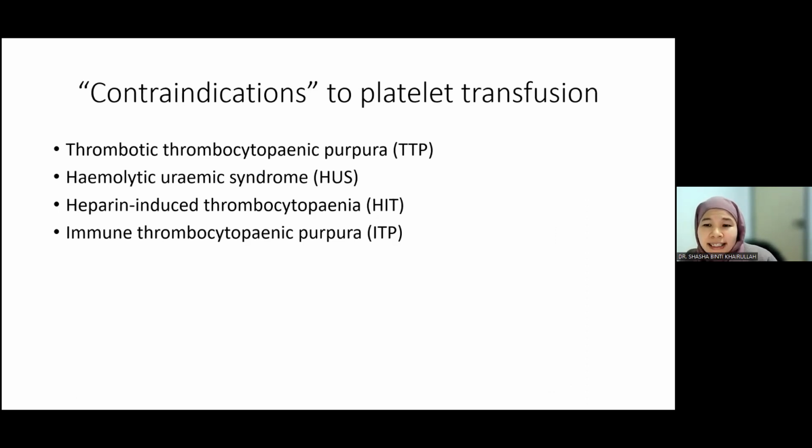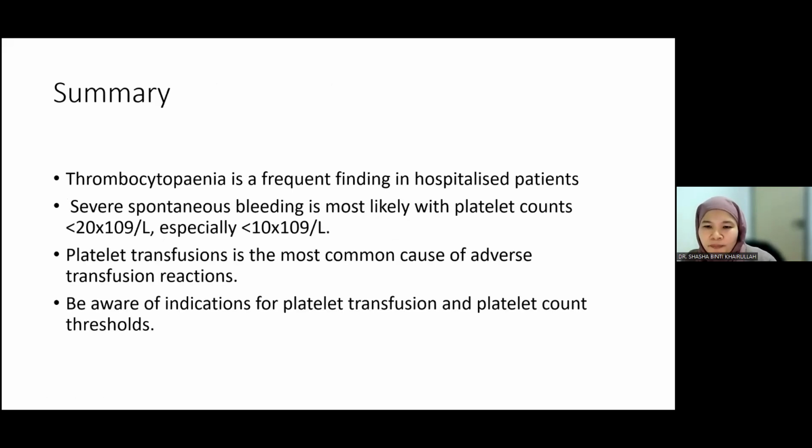So these are relative contraindications to platelet transfusion. There is no absolute contraindication. We would still transfuse platelets for these patients, especially if, for example, a patient with TTP has a platelet count of less than 20 and requires a catheter insertion. But these are mainly immune conditions, and actually it can worsen certain conditions if you give platelet transfusion.